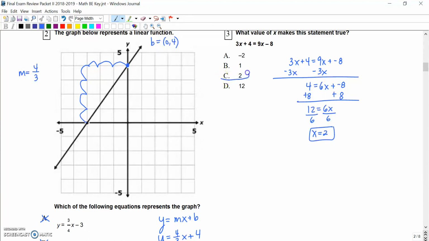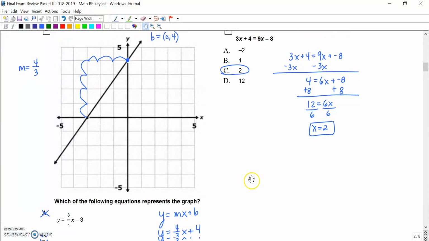And now it wouldn't be a bad idea to go through and check that the other answers don't work, or to double check or verify that the answer of 2 does work. Again, it didn't necessarily say to solve this, but we have to think to ourselves, what is the best way to answer this? What have we done previously? And solving is usually our go-to way to figure out what x is in an equation.